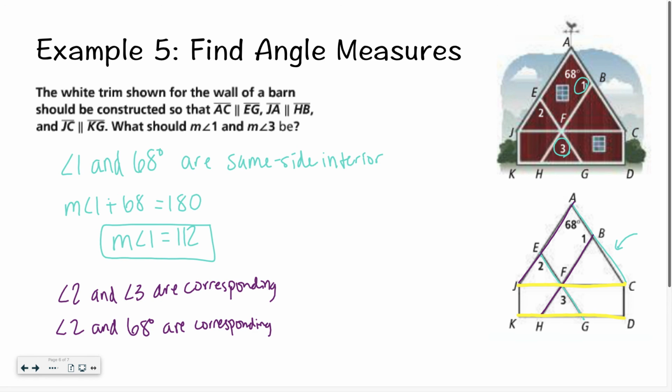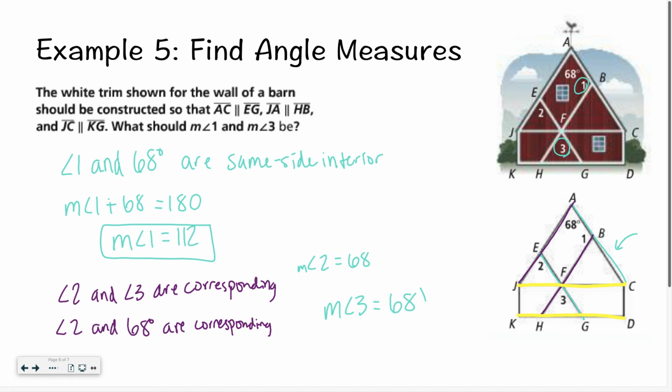And what do we know about corresponding angles? We know that corresponding angles are congruent. So if angle 2 and the 68 degree angle are corresponding, that means angle 2 equals 68. And if angle 2 and angle 3 are corresponding, that means that the measure of angle 3 also has to be 68.